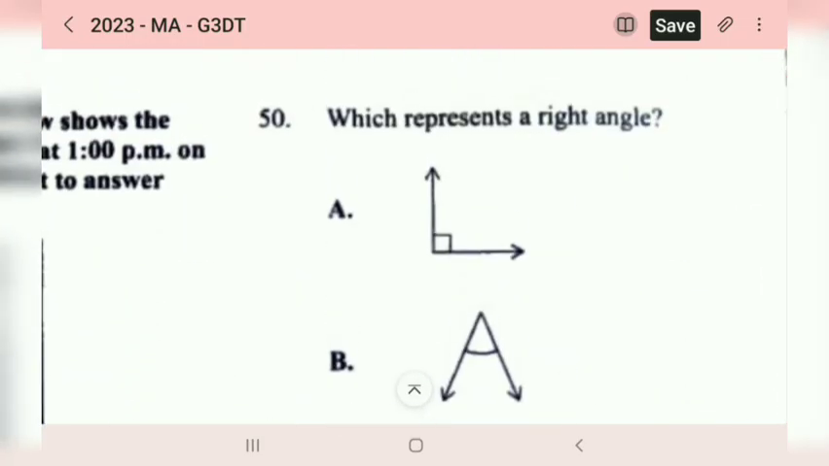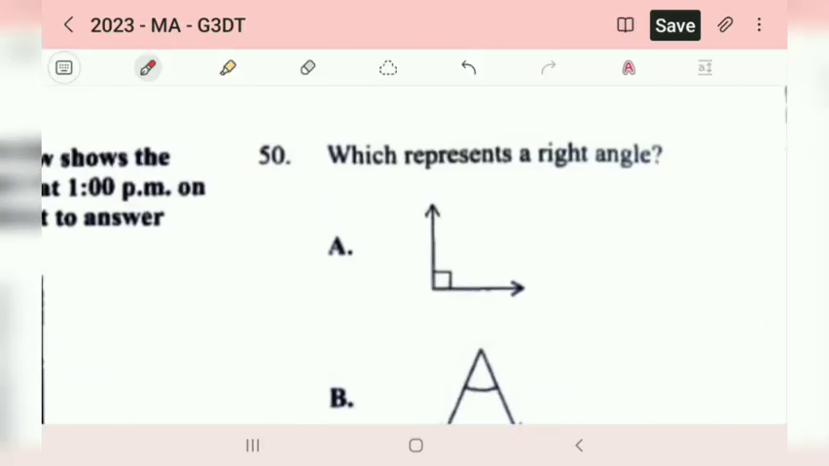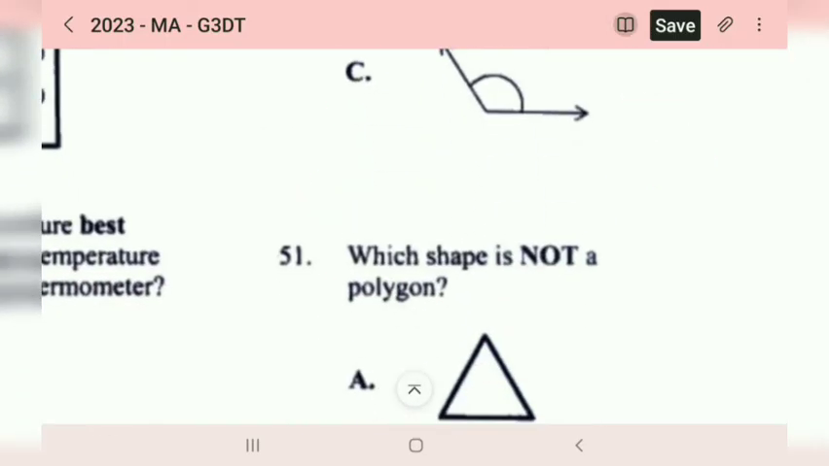Which represents a right angle? Remember, right angle is like any L shape, can be turned in any direction, all right? L shape, turned in any direction. Here we have it. It's at A. It's like you can fit your book right in the corner of it. Any square shape or rectangular shape.